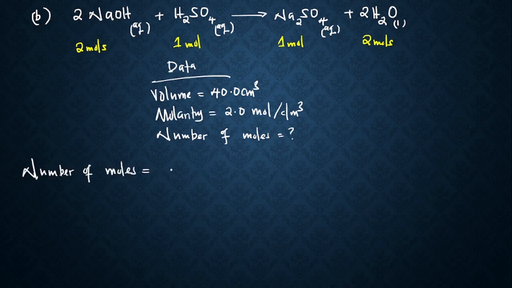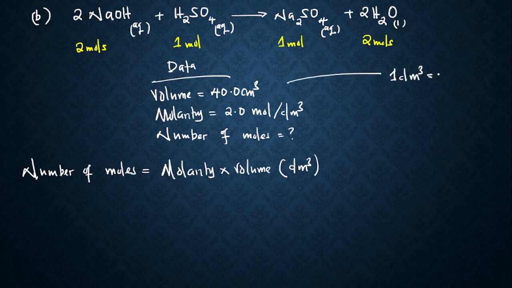is equal to the molarity multiplied by what? Multiplied by volume. But this volume is supposed to be in decimeter cubic. So we need to convert this 40.0 centimeters cubic. How do you convert it? We are told that 1 decimeter cubic is equal to 1000 centimeter cubic. So our 40 centimeters cubic will be equal to what?